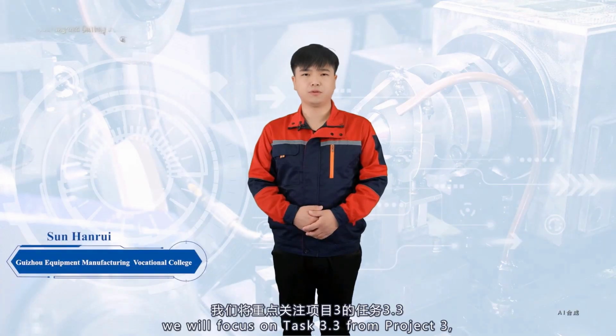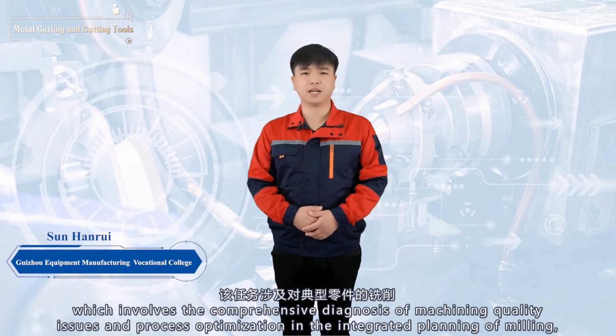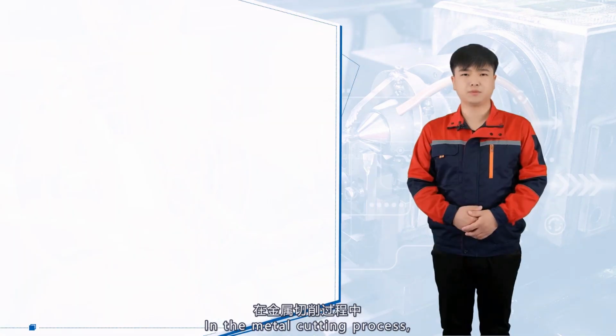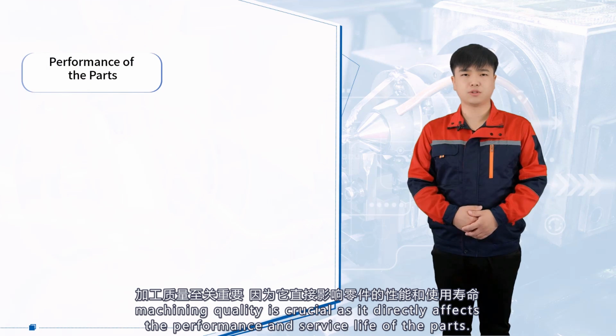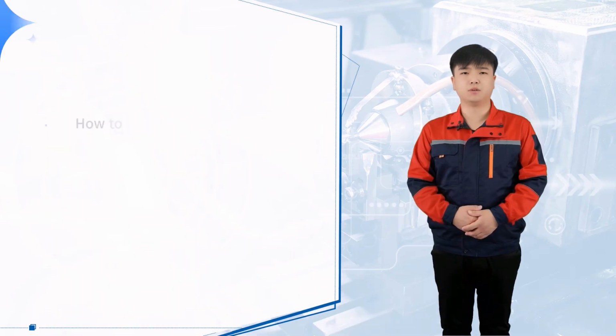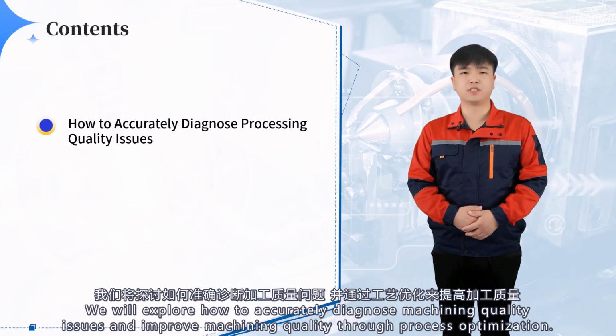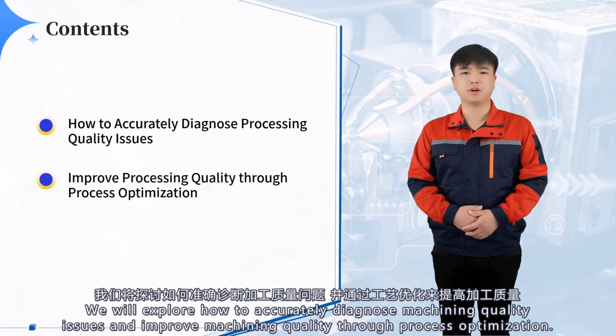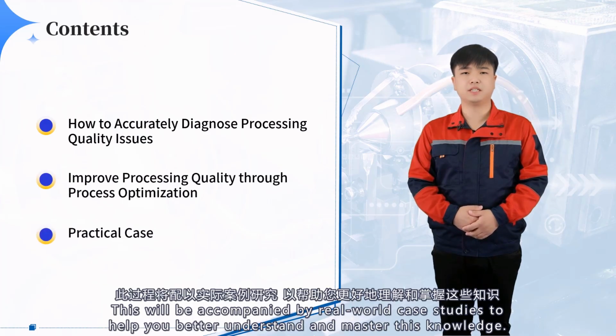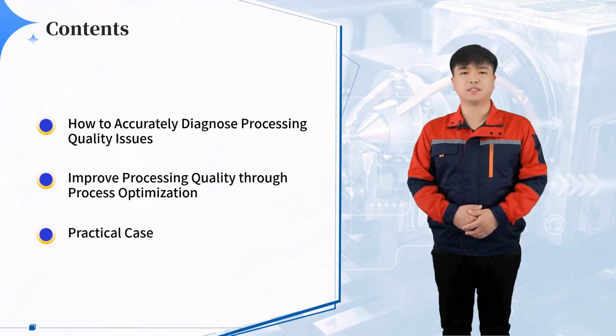In this lesson, we will focus on Task 3.3 from Project 3, which involves the comprehensive diagnosis of machining quality issues and process optimization in the integrated planning of milling, planing, and grinding for typical parts. In the metal cutting process, machining quality is crucial as it directly affects the performance and the service life of the parts. We will explore how to accurately diagnose machining quality issues and improve machining quality through process optimization. This will be accompanied by real-world case studies to help you better understand and master this knowledge.